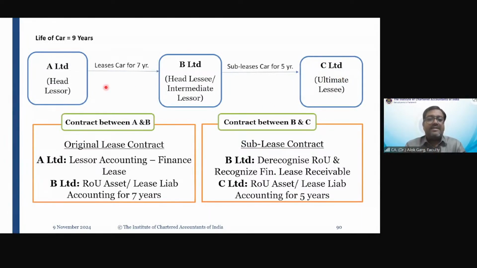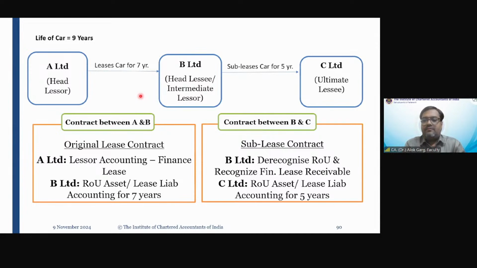Friends, there is a contract between A and B and a contract between B and C. First, the contract between A and B. Who is A Limited? Is A Limited a lessor or lessee? Original lessor. What accounting will A Limited follow?